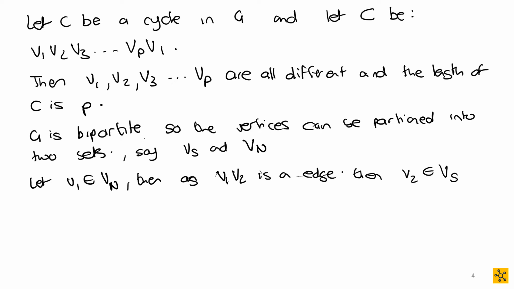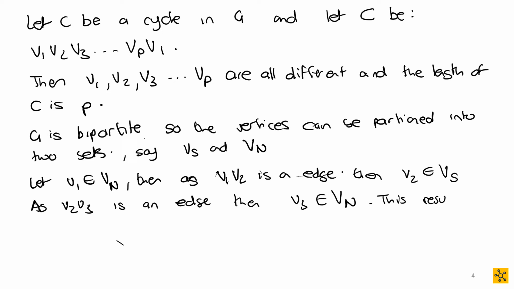And you can follow this approach. So now you have V2, V3 is an edge. Then V3 must be an element of VS, because if V2, V3 is an edge, and V2 is in VN, then V3 must be in VS. And you can basically repeat this, because it results in a pattern.